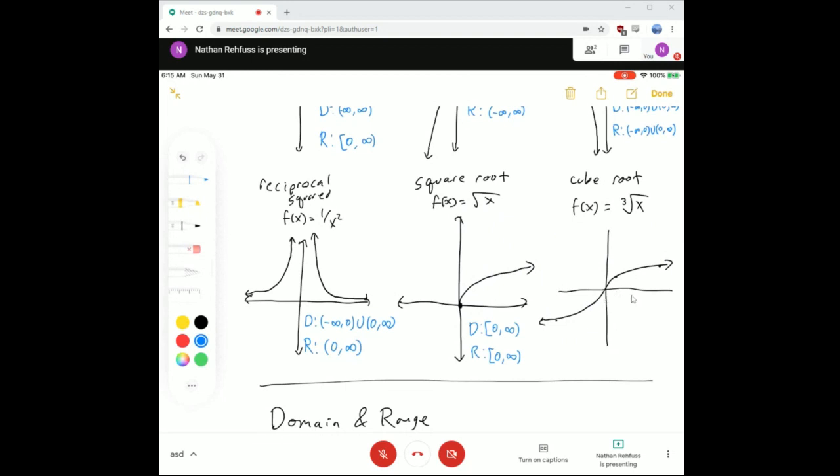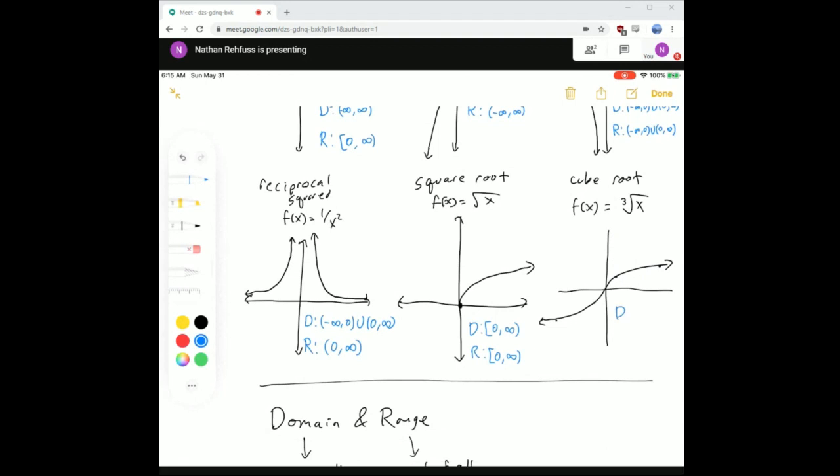Same with the cubed root. It never levels off completely. It's going to keep going up forever. If I want a y value of 1,000,000, I have to go really far out to get it. I have to go out to 1,000,000,000 billion, but I can do it. So the domain is, of course, all real numbers. There's nothing I can't take the cubed root of. And the range is also all real numbers.